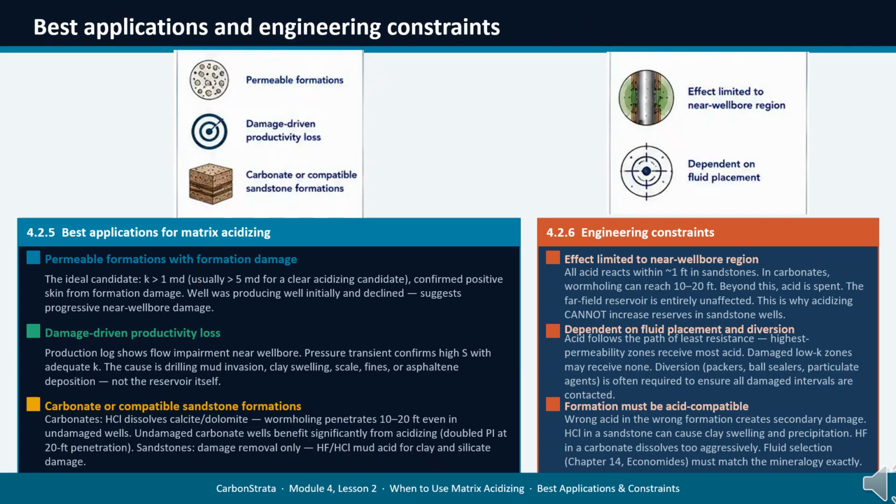Split the slide clearly. Left side, where it works. Right side, where it stops. Start on the left. First block. Permeable formations. That is the entry condition. If permeability is not there, nothing here applies. Second block. Damage-driven loss. This is important. Production dropped because something changed, not because the rock is poor. That links directly to acidizing.